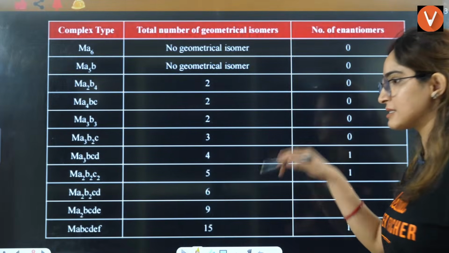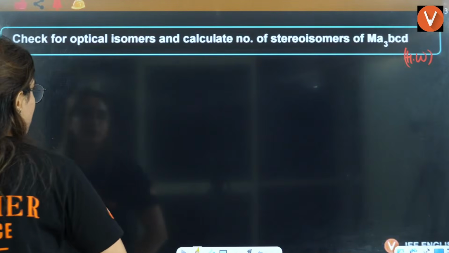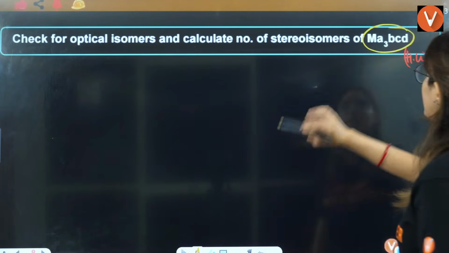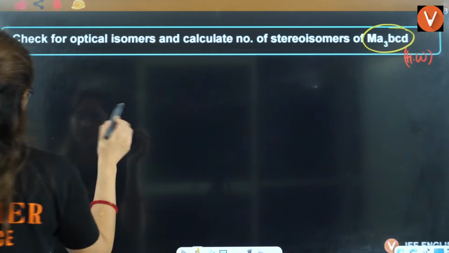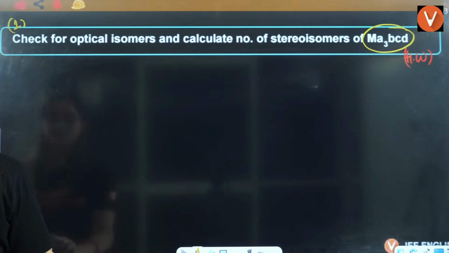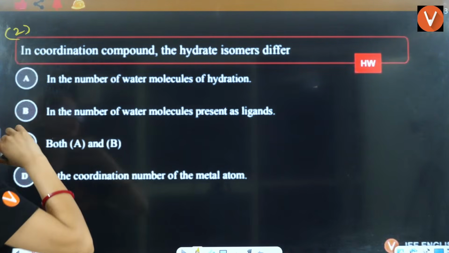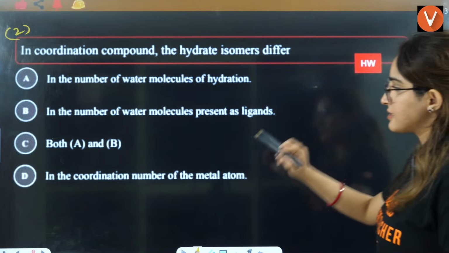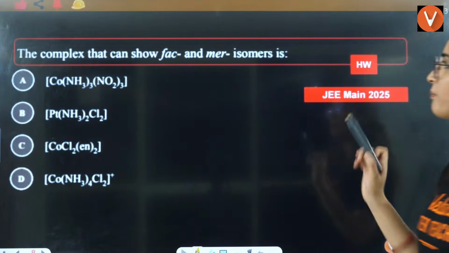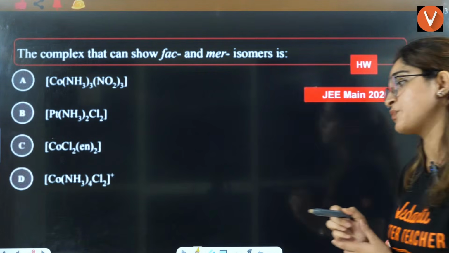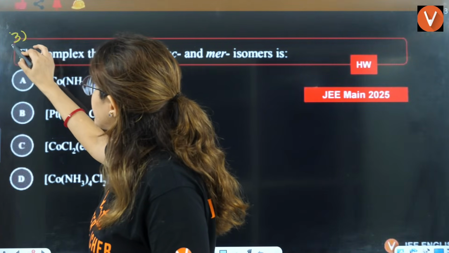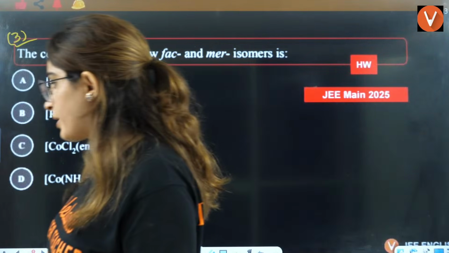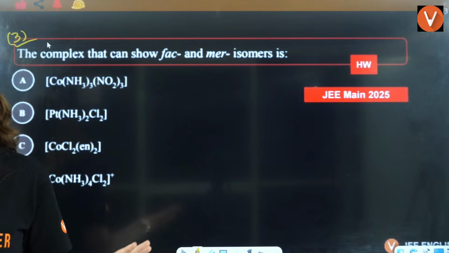Now guys, this is the table that I have already shown you. These are the tables. Check for optical isomerism, calculate stereoisomerism for Ma3BCD. This is your homework, the first question. Second is, in coordination compounds, the hydrate isomers differ in which of the following? Third is, the complex that can show facial meridional isomerism, which one? Let's see, at least 2 questions you have to attempt.